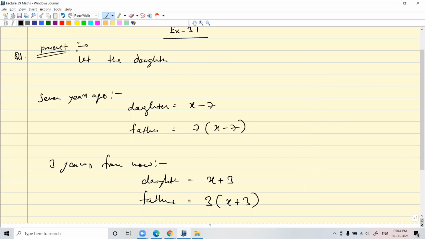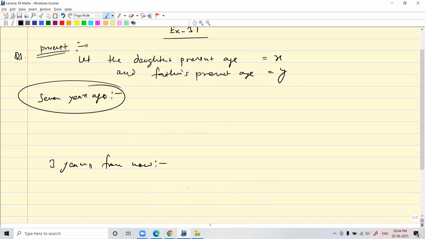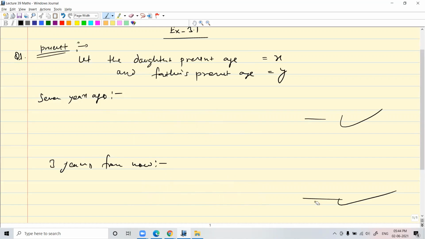So let's do that. Let the daughter's present age be X, and let the father's present age be Y. So now we have X and Y as daughter and father. Now they're saying 7 years ago. This will give us one equation, and this 3 years later from now will give us another equation. We need a pair of equations, right? One equation will come from here, another one from here. So let's see how we can form the two variable equations.